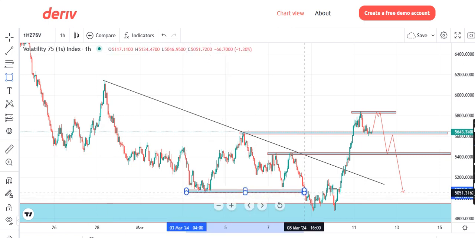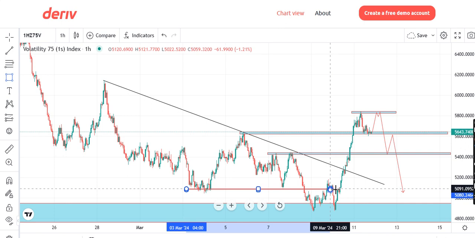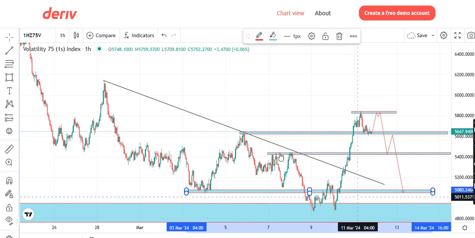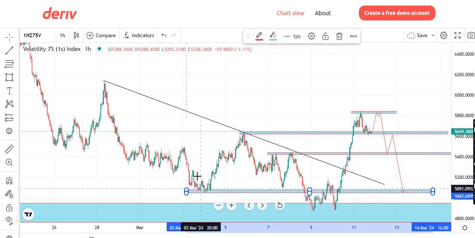So this level right here is the neckline level of this formation, right? This shoulder, right? This is a left shoulder.